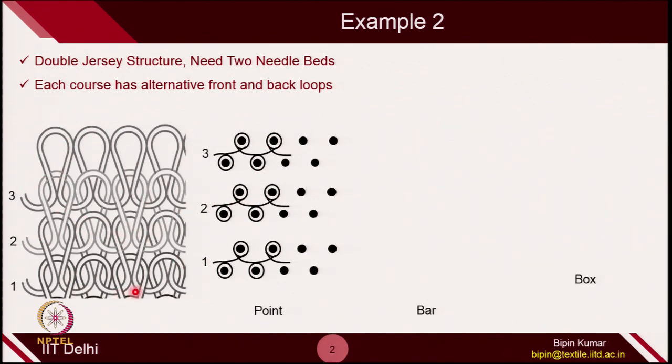If you want to go for the minimum design, like if you want to represent this fabric in the simplest terms, you just represent this one course, because it is actually repeating all the time.